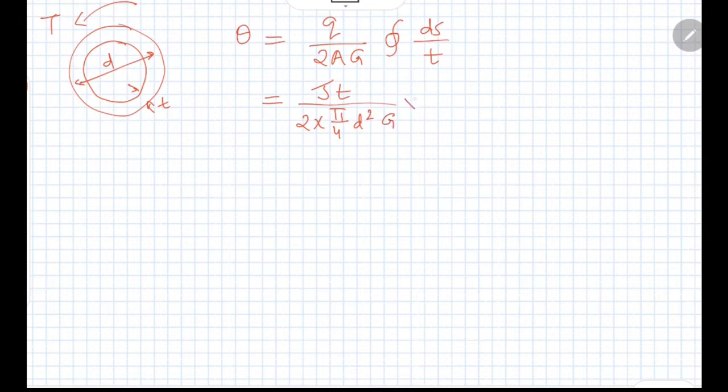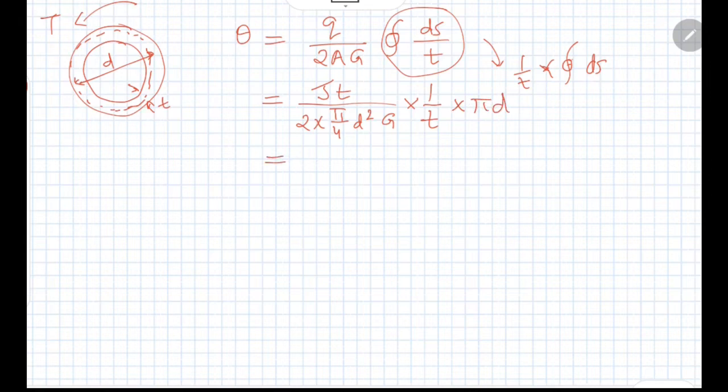G multiplied by, now in this integral, since t is constant throughout the path, the 1 by t can be taken out, so what remains is just 1 by t multiplied by integral ds along the mid surface path. So the length of mid surface path is nothing but the circumference, that is equal to pi multiplied by d.